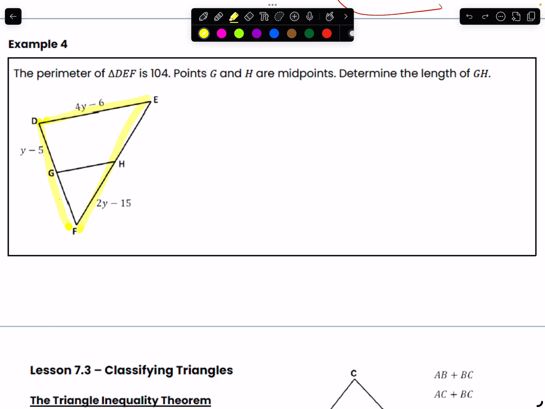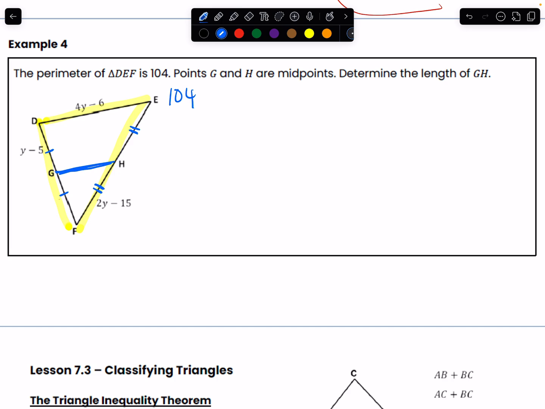Let me actually write it with a different color. 104. And points G and H are midpoints. So if point G and point H are midpoints, then this is what we consider a mid-segment. This also means that this length right here and this length right here will be the same. And this length right here, H and E, will also be the same length as H and F, because of the idea of the midpoint.